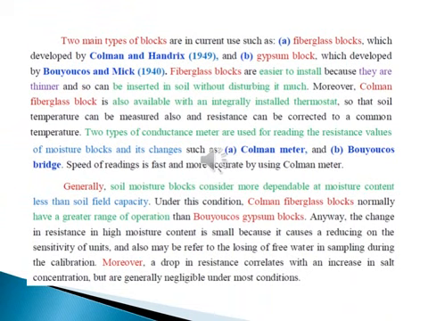Two main types of blocks are in current use, such as fiberglass blocks and gypsum blocks. Moreover, two types of conductance meter are used for reading the resistance values of moisture blocks and their change, such as the Coleman meter and the Bouyoucos bridge.